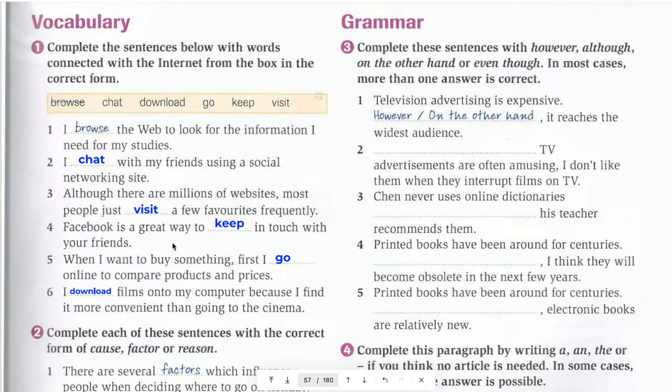What is that? Number 5, when I want to buy something, first I go online and compare products and prices. Number 6, Minh Đức. Yes, I download films onto my computer because I find it more convenient than going to the cinema.